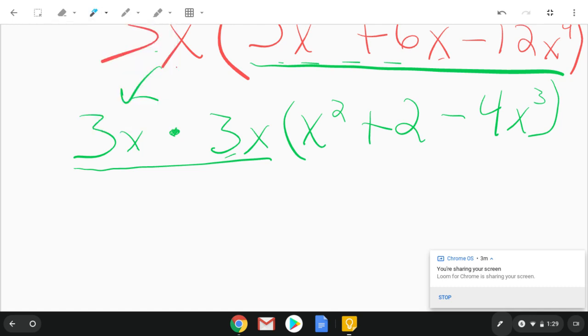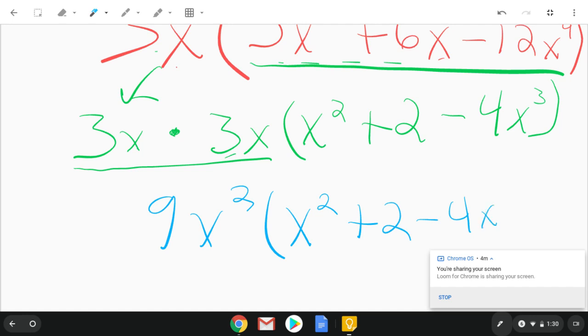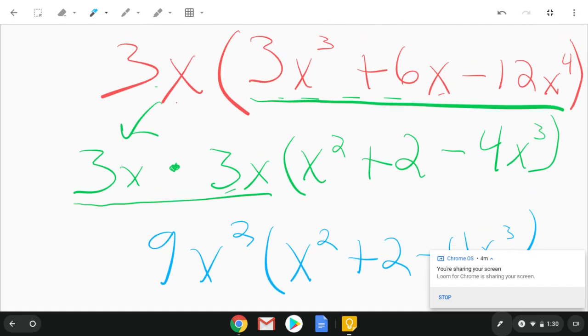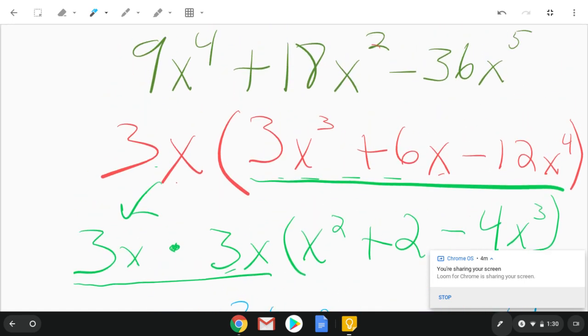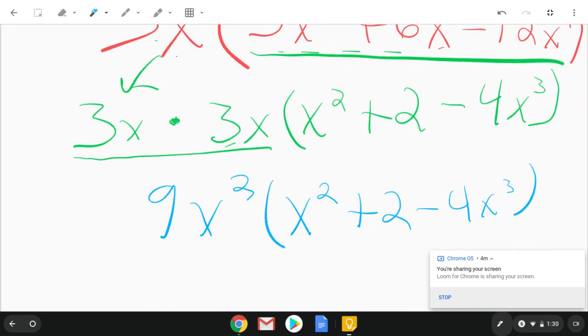All right. So our final answer, 3x times 3x, would give us 9x squared. And then everything that you had originally on the inside of the parentheses. Yeah, I know it's not in standard form, but that's okay. So you could multiply this blue one, and you would get our original top green one. And that's it.